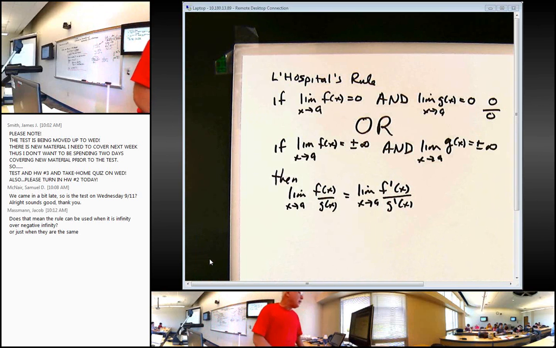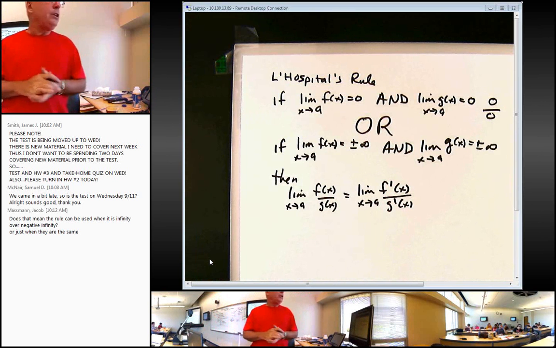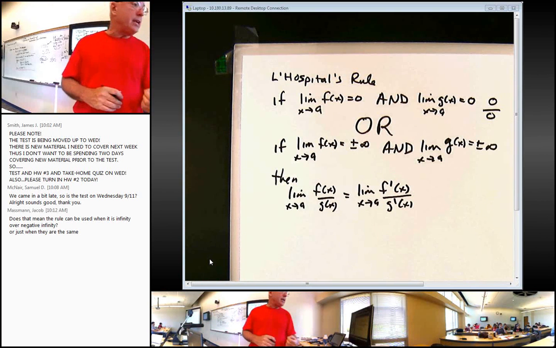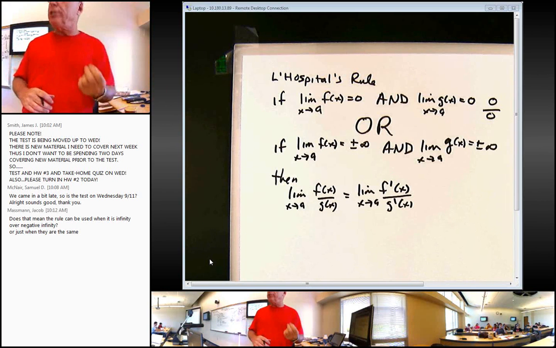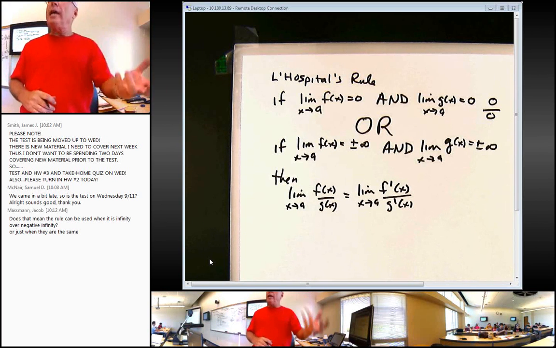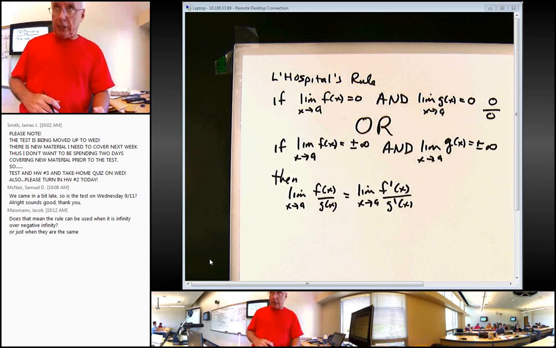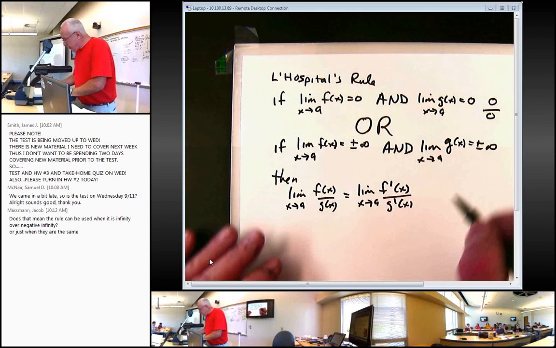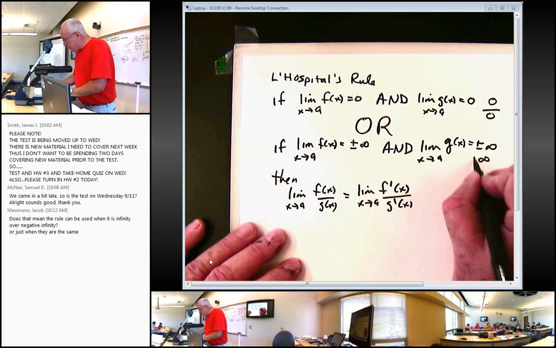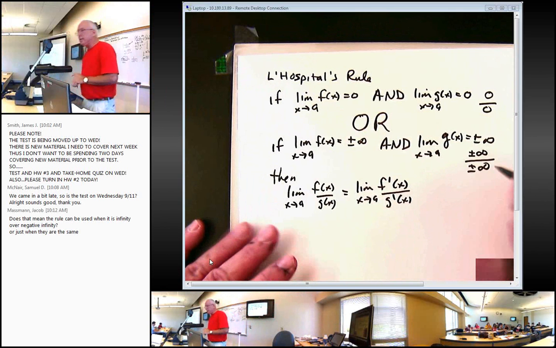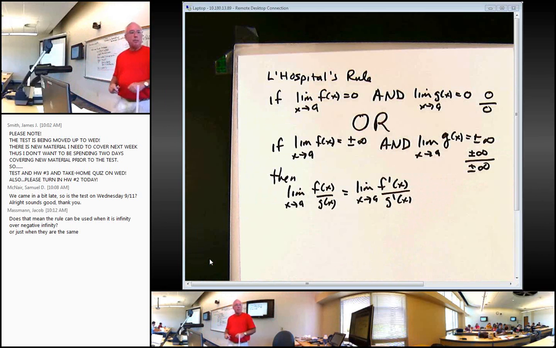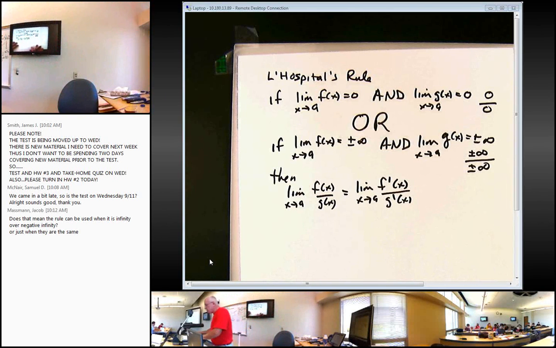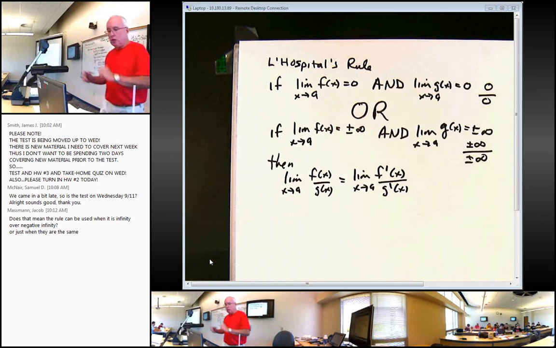Yes, okay, the question was, can the rule be used when we have positive infinity over negative infinity? And yes, the rule can be used in that case, okay? Or negative infinity over negative infinity, all right? And then the second case here is our infinity plus or minus over plus or minus infinity case. Then we can apply the rule. But we have to have either of those two conditions satisfied.